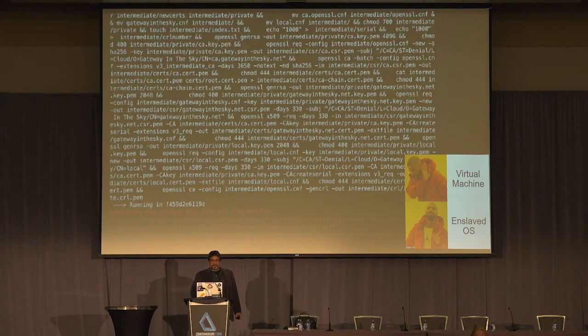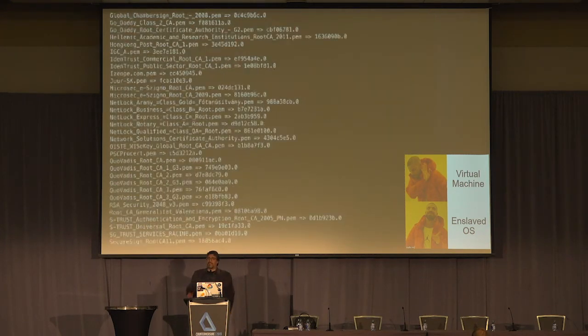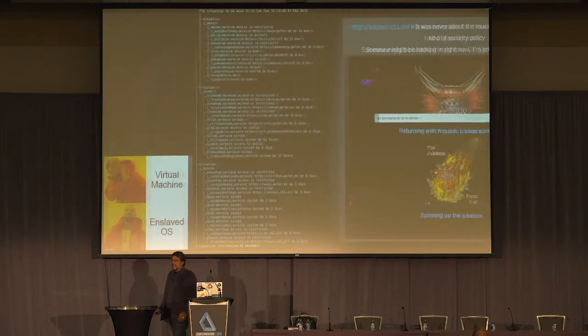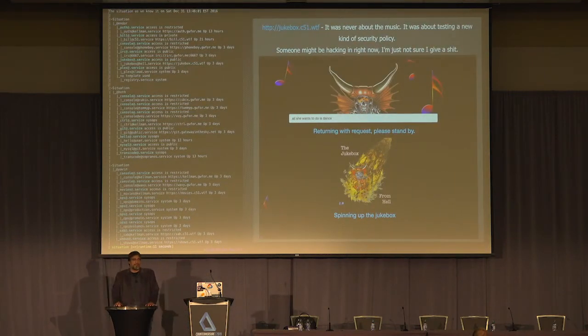Part of it was we wanted to test security. And so we came up with this thing we lovingly called the jukebox from hell. The graphics on it are not nearly as nasty looking as they are now. That is a real website. If you're Canadian, you probably recognize what a C51.WTF is. Yes, I'm still pissed about that bill.